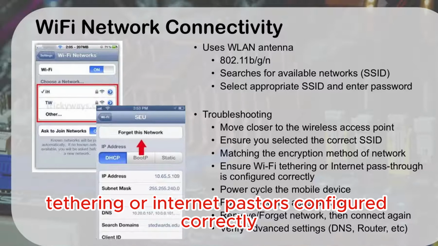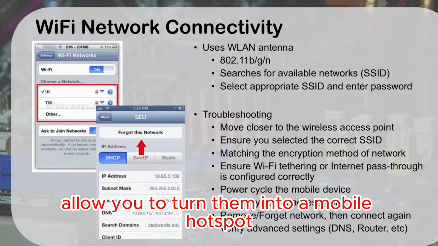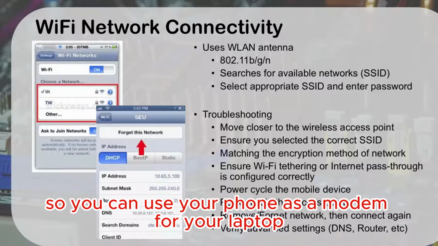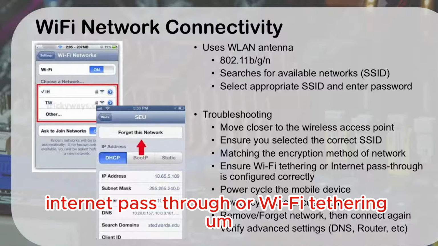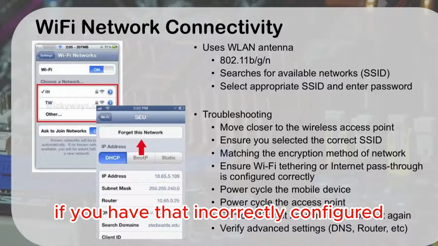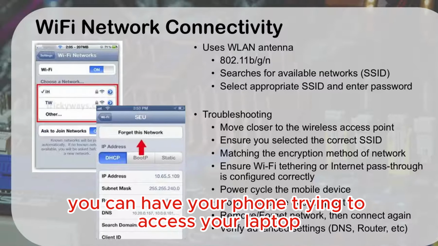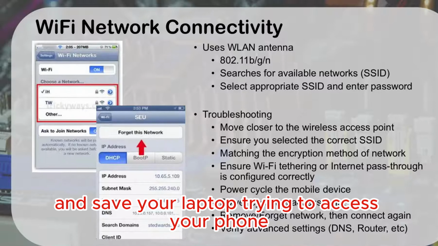Ensure your Wi-Fi tethering or internet pass-through is configured correctly. Some phones will allow you to turn them into a mobile hotspot so you can use your phone as a modem for your laptop. That's called pass-through, internet pass-through, or Wi-Fi tethering. If you have it incorrectly configured, you can end up with your phone trying to access your laptop instead of your laptop trying to access your phone.